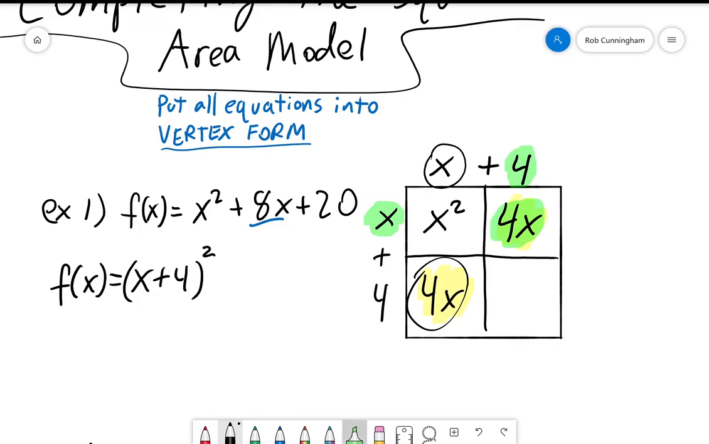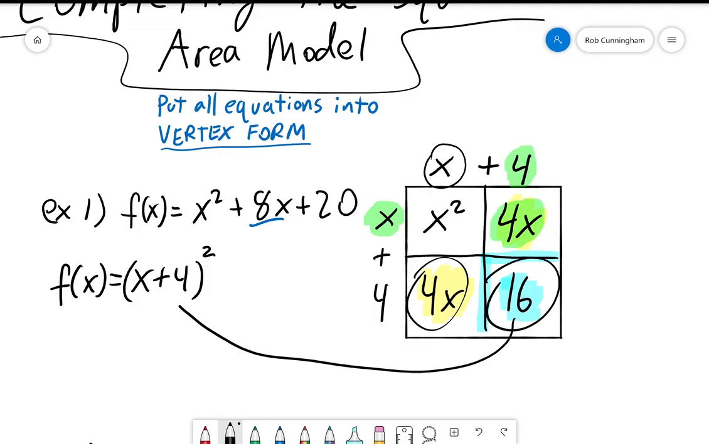Now the question is, what goes in this last region right here? Well, it's got a length of 4, it's got a width of 4, or base times height as you prefer, so it must be 16. That 16 is in that perfect square. The question is, what's left over? Because we don't have just 16, we have 20. So that leftover plus 4 is out on the side.